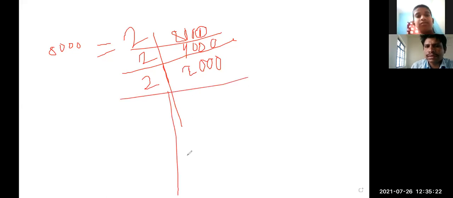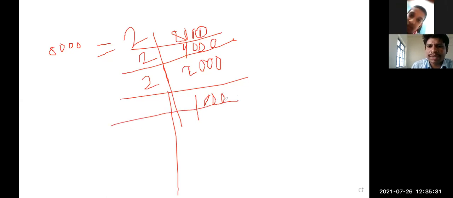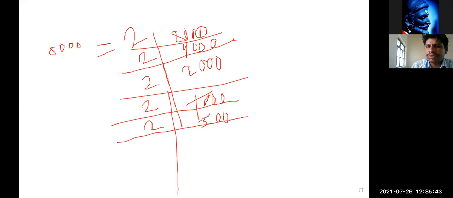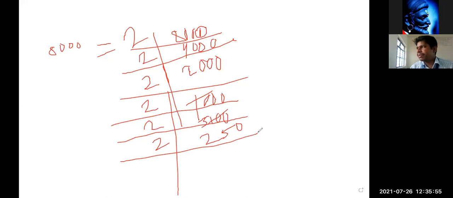Okay. Now 2 1s are 2. Again 2 0s are 0. Okay. 1000. 1000 divided by 2. Here you will get the same. 2 5s are 10 and these 2 zeros. 500. Then once again we can divide by 2. 1 remains, here 10. 2 5s are 10 and here this 0, 250. Okay, then this 250 divided by 2.